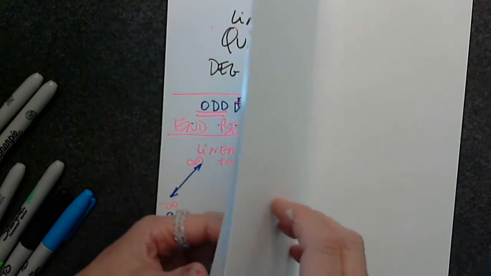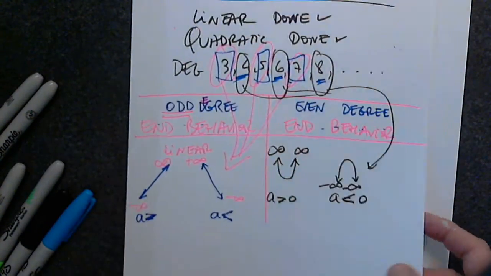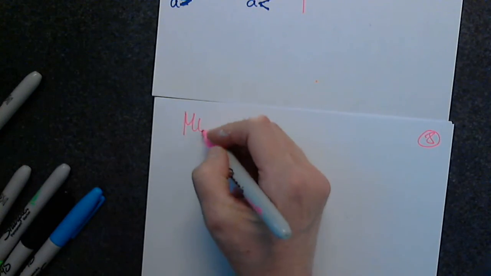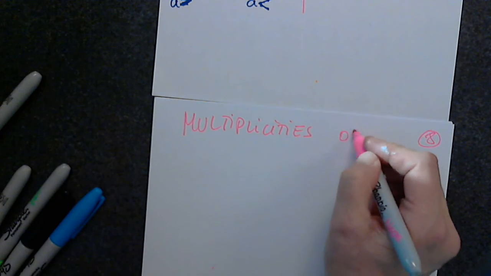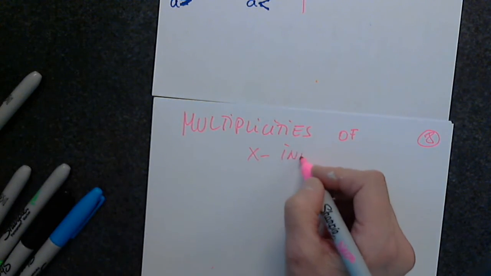Okay, the next topic that we have never seen before, never talked about, is called multiplicities of x-intercepts.